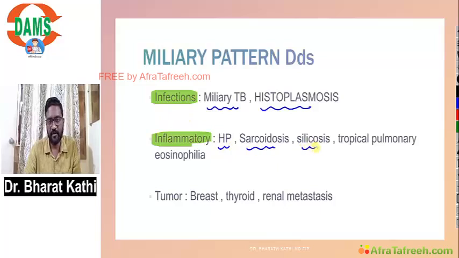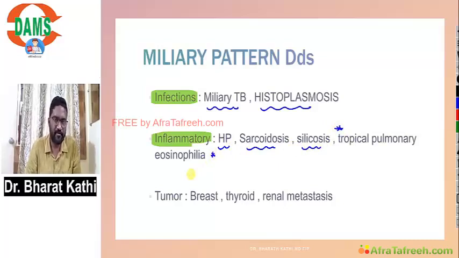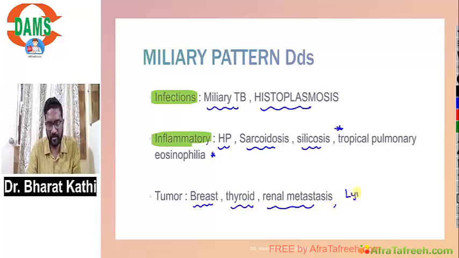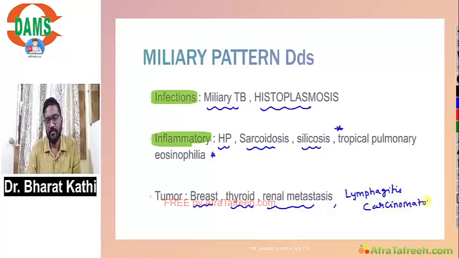sarcoidosis, silicosis, and common in India, tropical pulmonary eosinophilia. And tumor: breast, thyroid, renal metastasis, and lymphangitis carcinomatosa. From breast it is very common. The pattern is lymphangitis carcinomatosis. So these are the various differential diagnoses of miliary pattern.